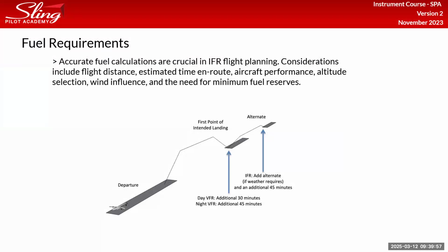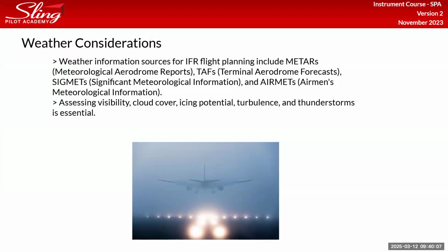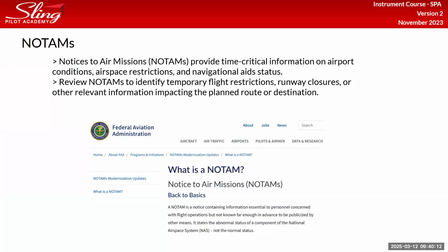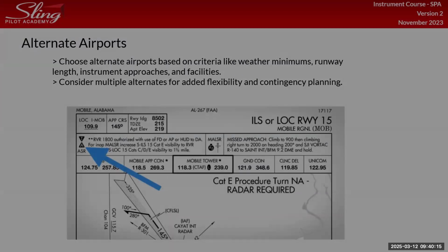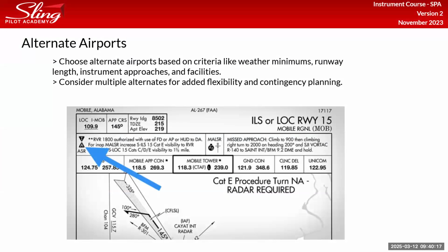Like we talked about, fuel requirements: departure, destination, furthest alternate, plus 45 minutes, day and night. Weather: do a weather briefing, know where you're going with weather. NOTAMs, talk about NOTAMs. Alternate airports: what do the little black T and the black A mean? Non-standard takeoff and alternate minimums. Okay, good. So if the airport has non-standard alternate minimums, it's not going to comply with the standard ones, and you have to check.